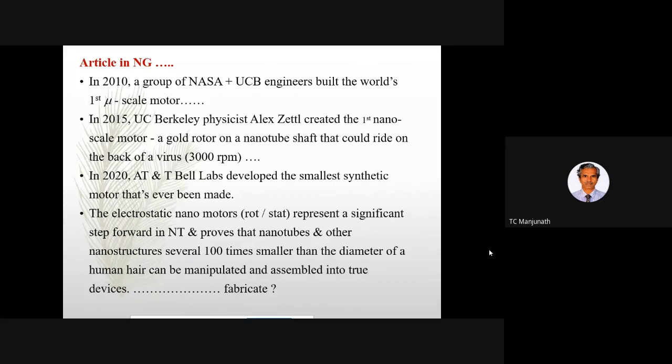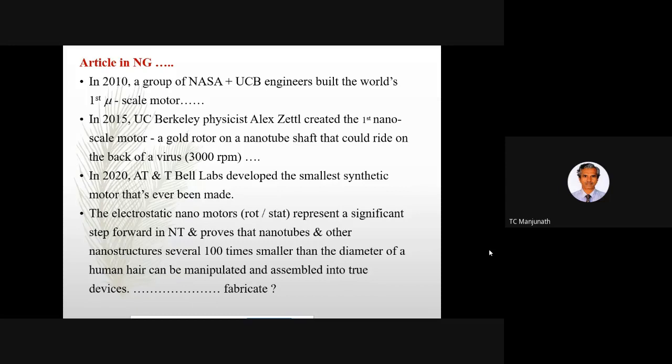See, an article appeared in National Geographic magazine a couple of months back. That was in 2010. A group of NASA and University of California at Berkeley engineers developed the world's first microscale motor. In fact, that was also patented, and the scientists also got a Nobel Prize for physics. Again in 2015, UC Berkeley physicists created the first nanoscale motor, a gold rotor on a nanotube shaft that could ride on the back of a virus, which is very, very small.